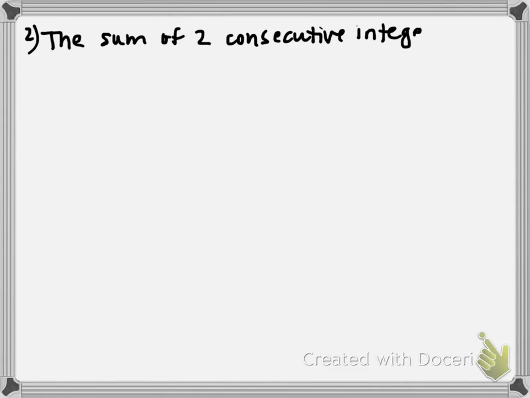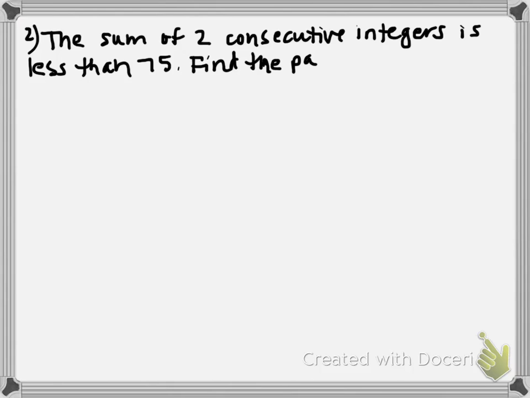Next, we have the sum of two consecutive integers is less than 75. Find the pair of integers with the greatest sum.